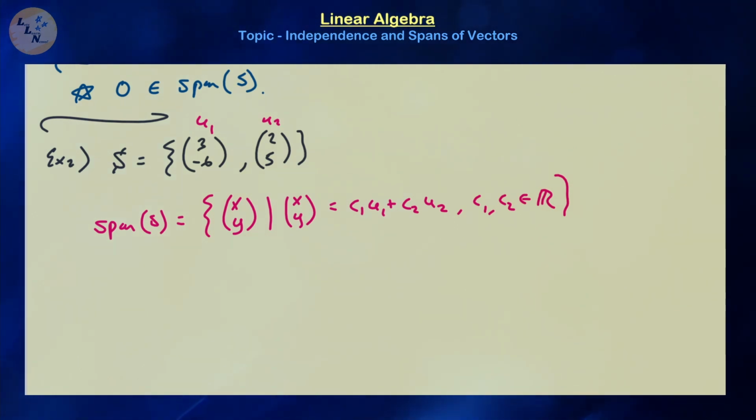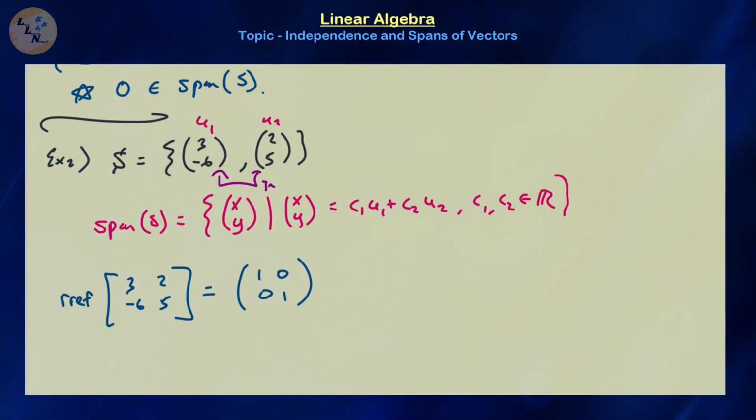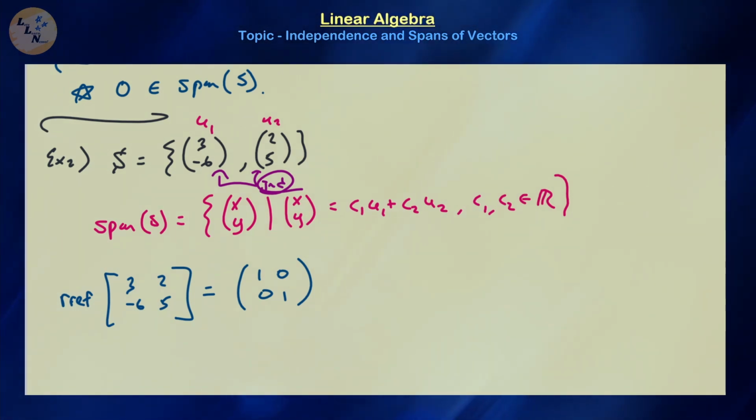Now, question. Are these two vectors independent? Remember, if we do the reduced row echelon form of the matrix with columns (3, -6) and (2, 5), we were able to get the identity matrix, 1, 0, 0, 1, which implies that these two vectors are independent of each other. So if you have two vectors in R2 that are independent of each other, and you were to span all of them, what will you get?